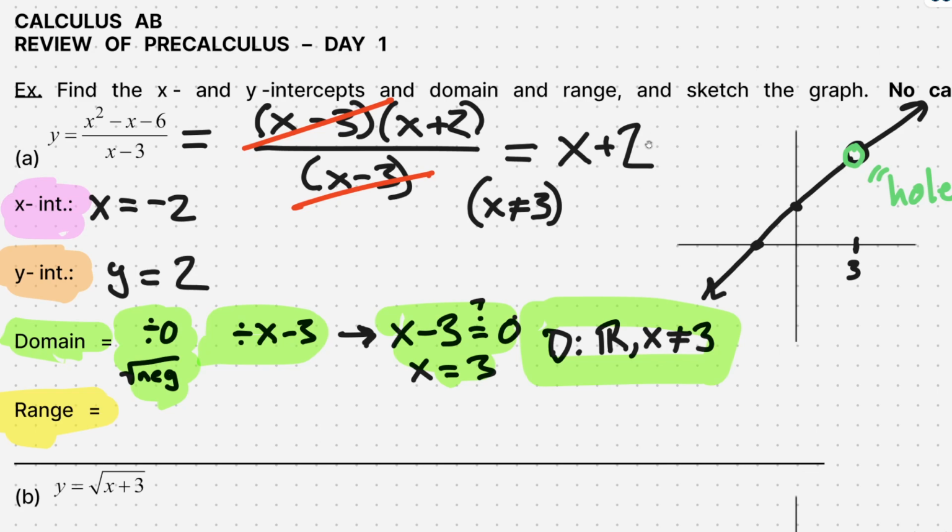Lastly, let's talk about the range. Now that I have a nice sketch of my graph, the range is all of the y values that the graph takes on. And it's the graph of a line. And it goes up forever and it goes down forever. So it takes on every y value imaginable, except for the y value that lives where this hole is at, 5.